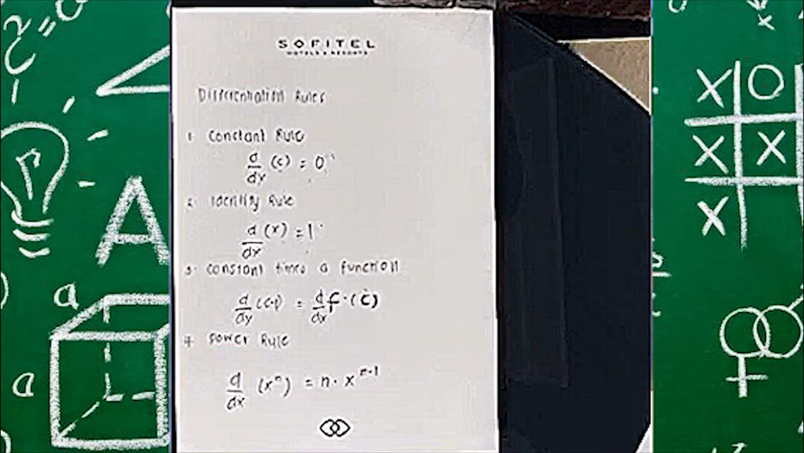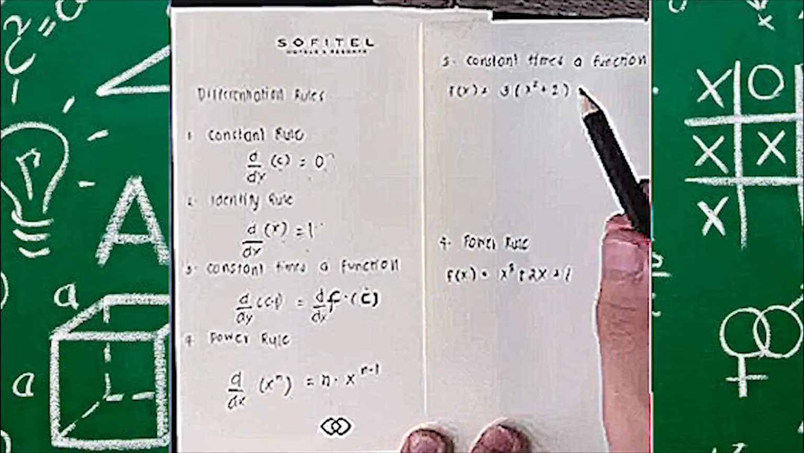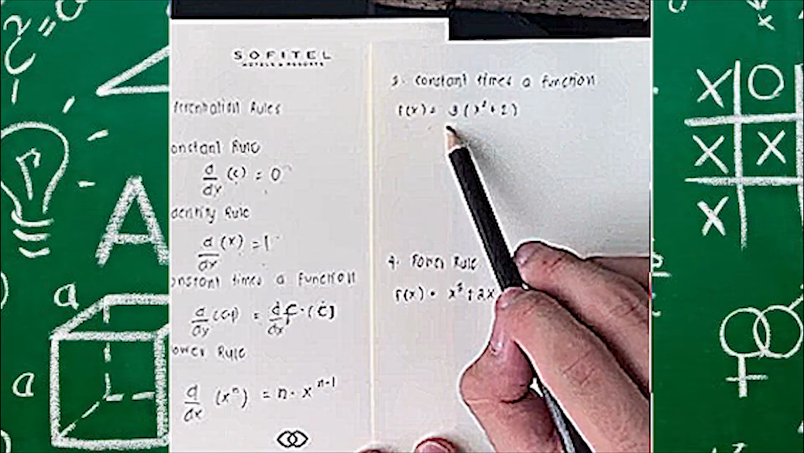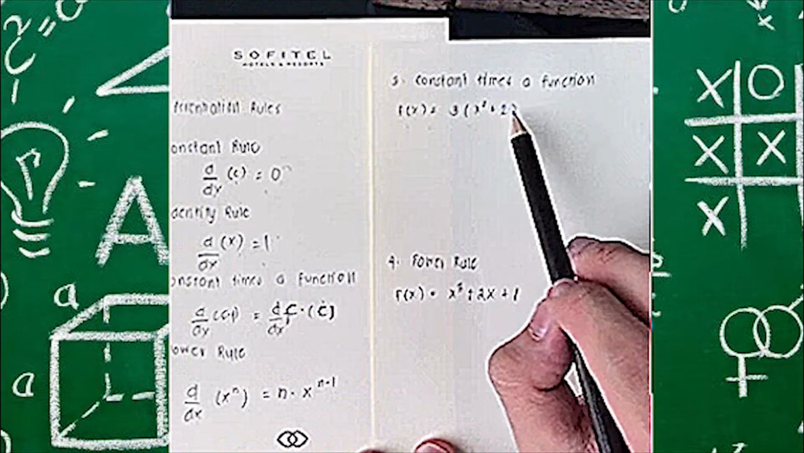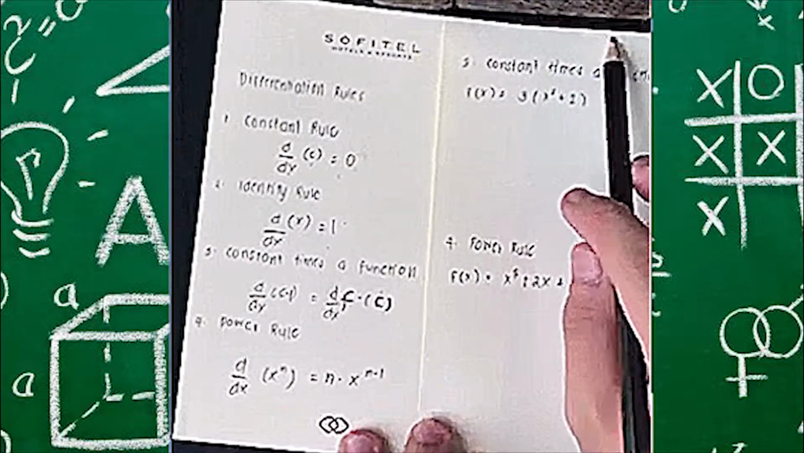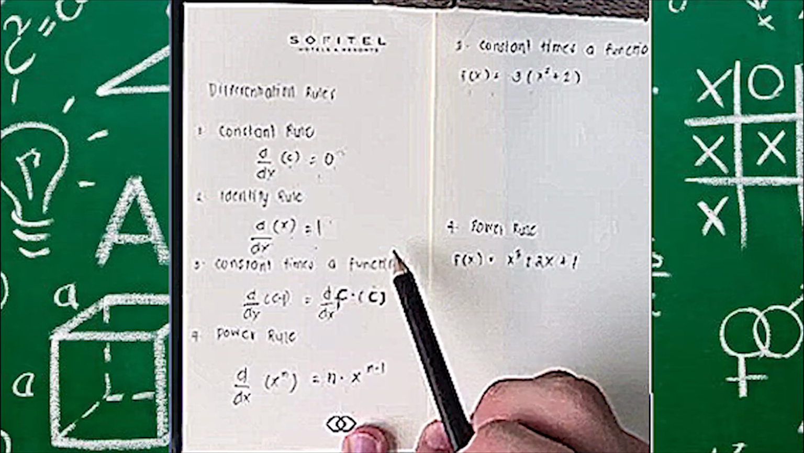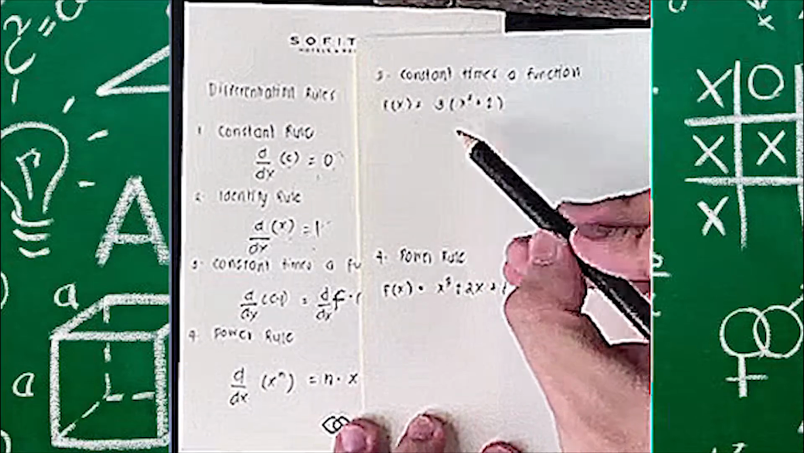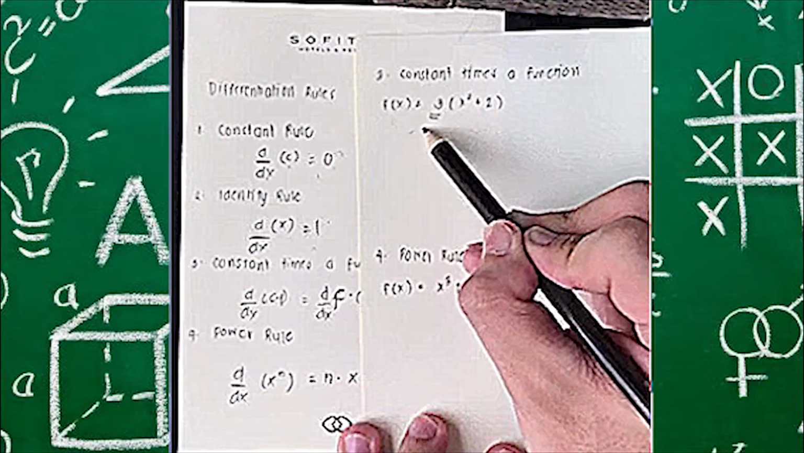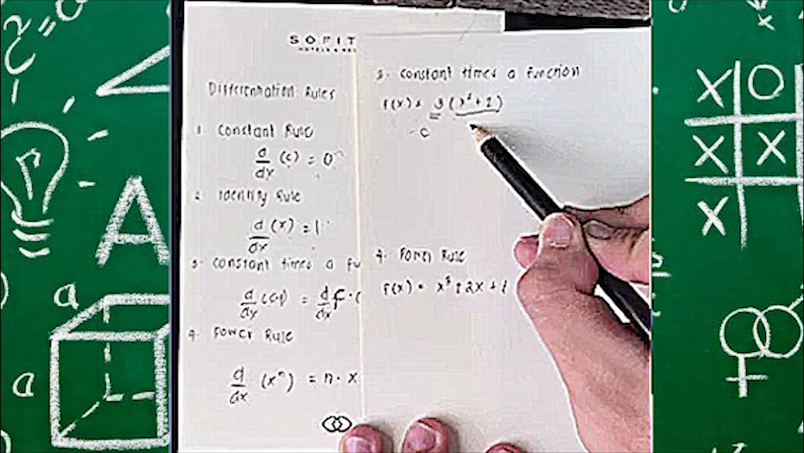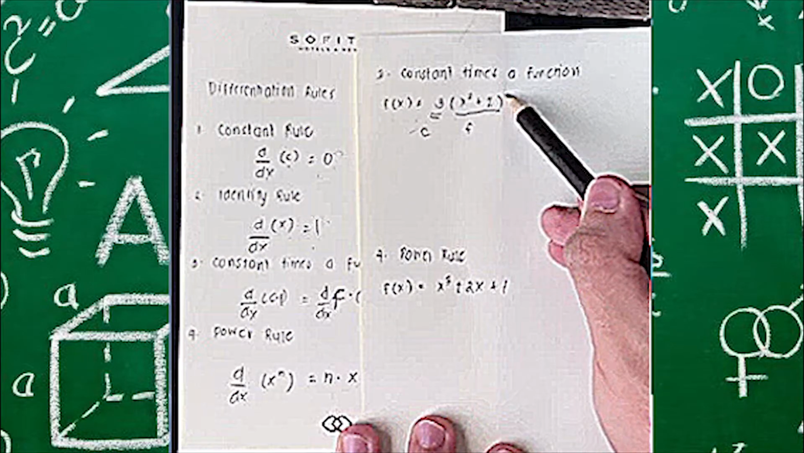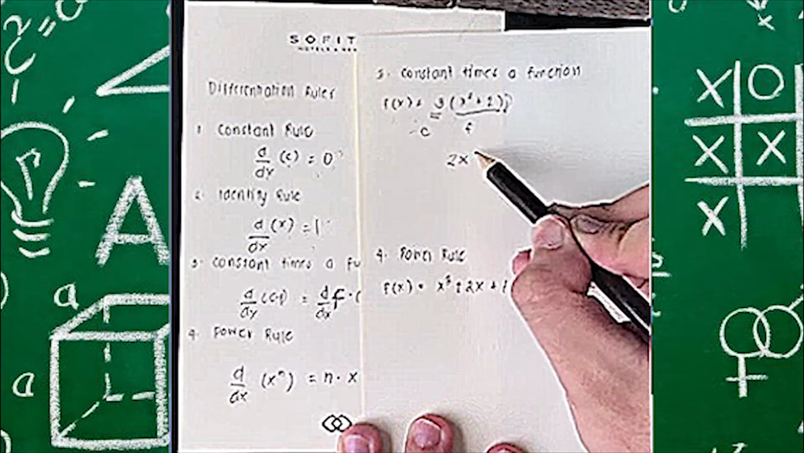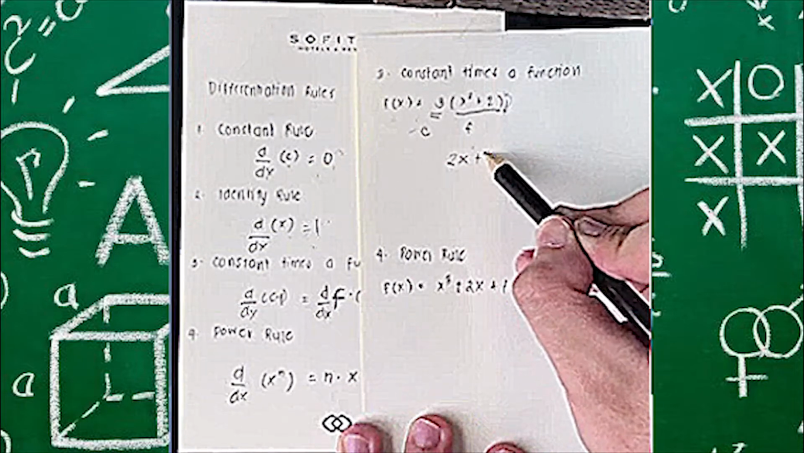Now for the next set of problems, we have here the constant times a function. So f of x is equal to 3 times x squared plus 2. So if we look back, the formula for a constant times a function is derivative of f with respect to x times a constant. So here 3 is the constant, the c, and here is the function. So first we need to find the derivative of this function. So if we derive this, it is 2x raised to 1 plus 0.